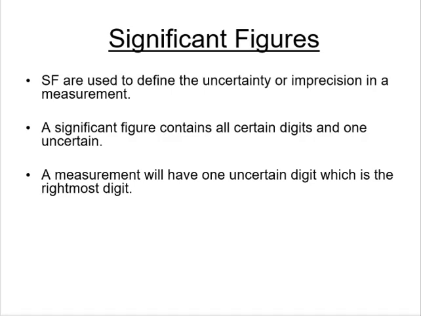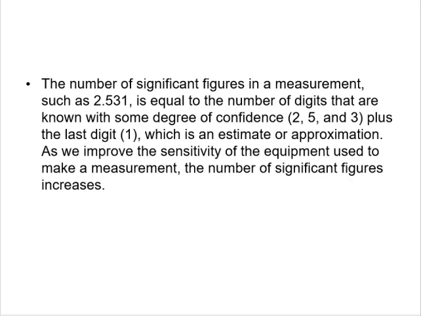A significant figure contains all certain digits and one uncertain digit. A measurement will have one uncertain digit, which is the rightmost digit. The number of significant figures in a measurement, such as 2.531, is equal to the number of digits that are known with some degree of confidence. The 2, 5, and 3, plus the last digit 1, which is an estimate or approximation. As we improve the sensitivity of the equipment used to make the measurement, the number of significant figures increases.